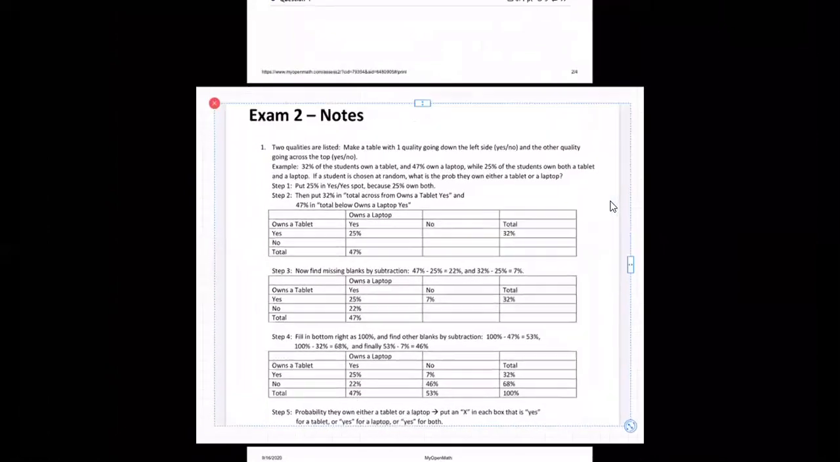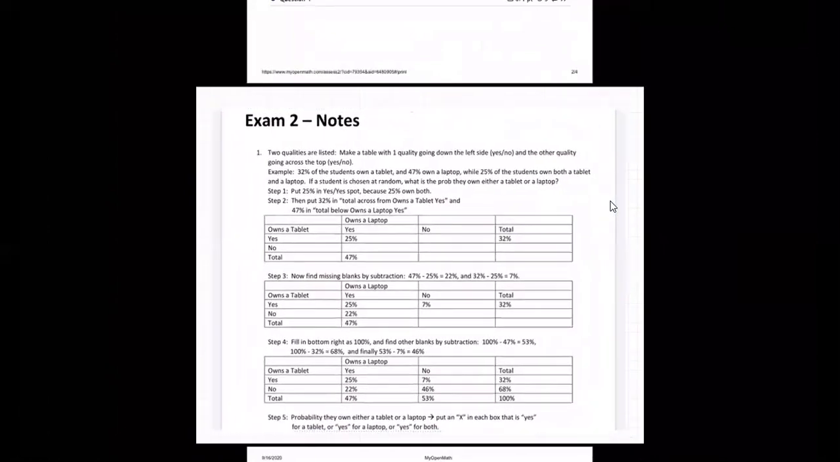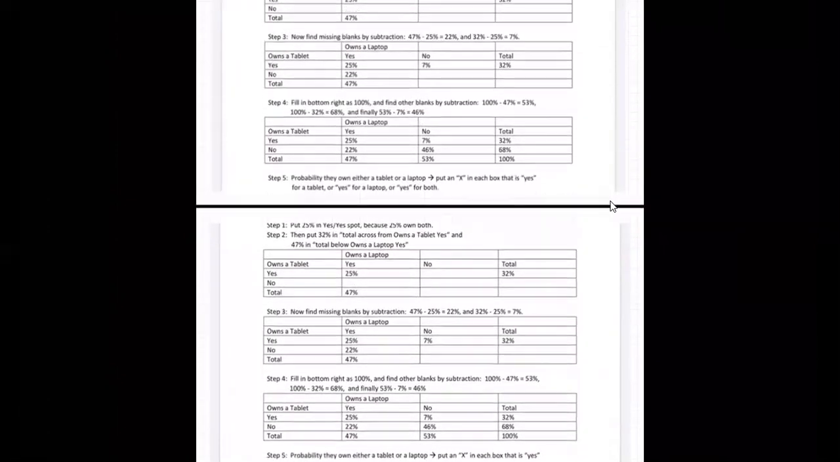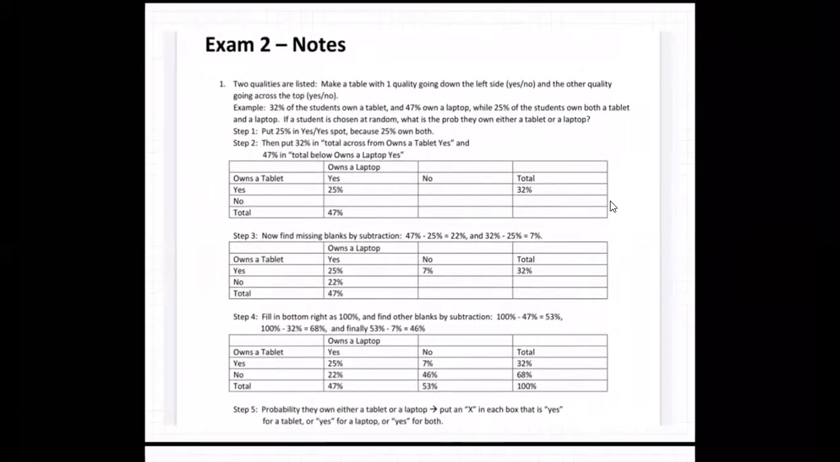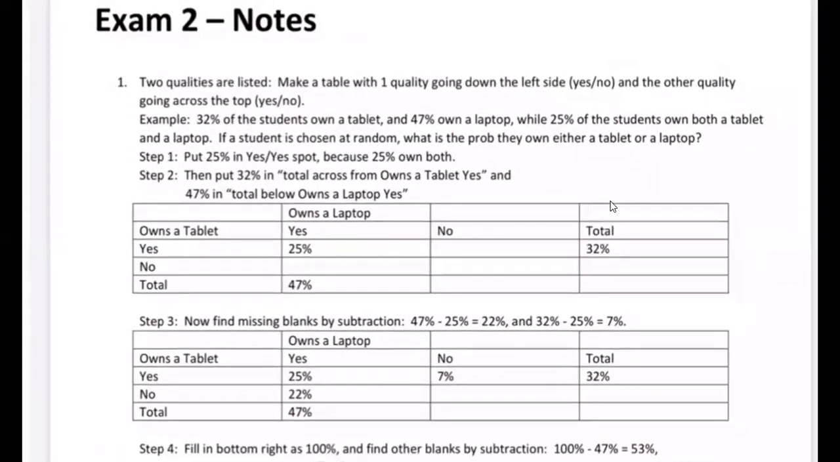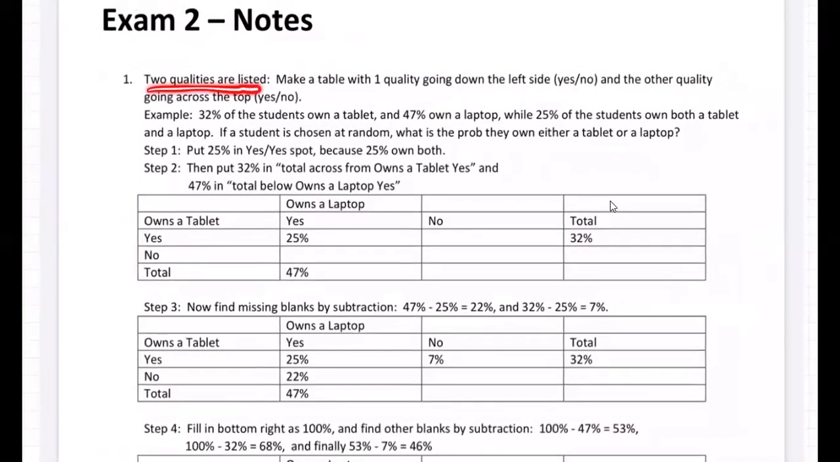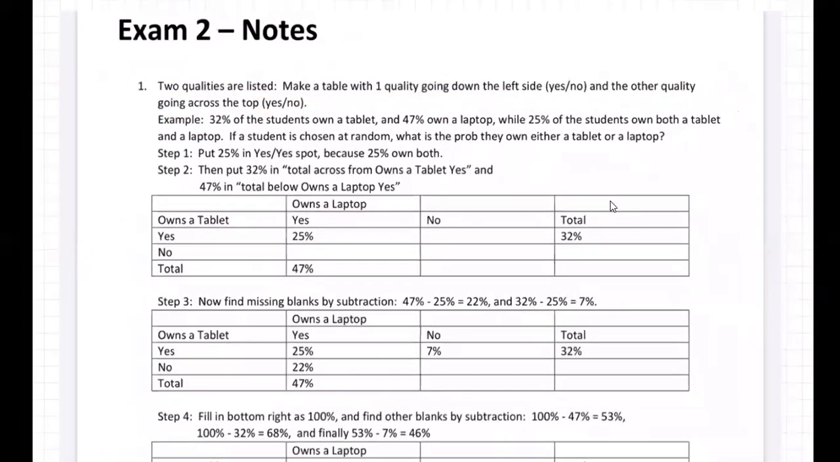All right, so here it is. Here's the exam 2 notes. And I'm not going to go through it all. You can read it, but I'm basically showing you how to do this. Make it a little bigger here. If 2 qualities are listed, you make a table, 1 quality going down the left side, the other quality across the top, and you can follow all these steps.